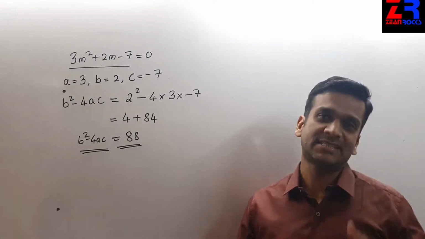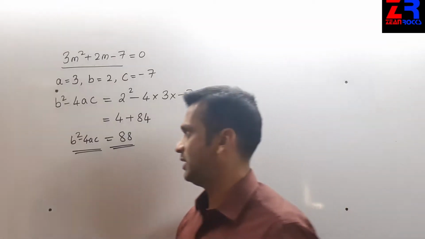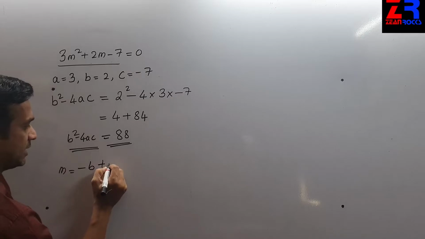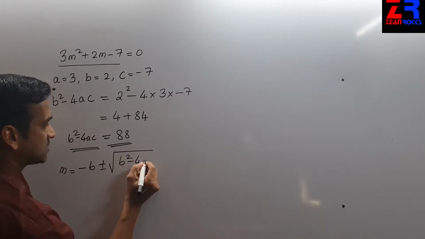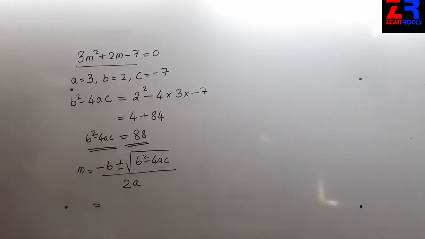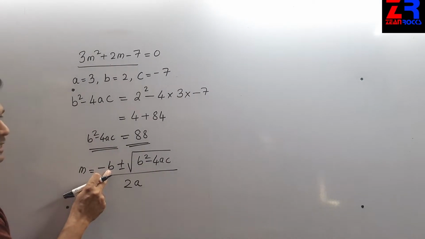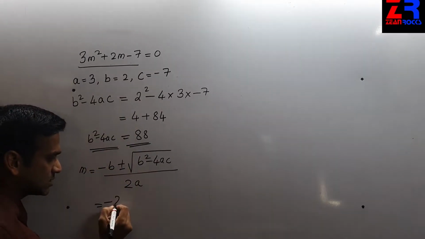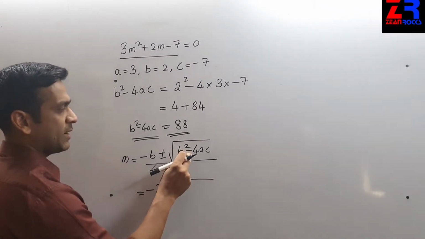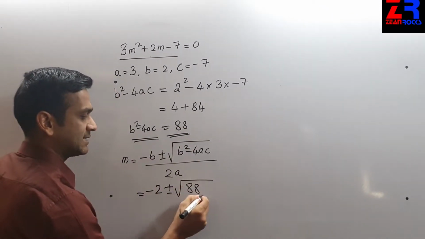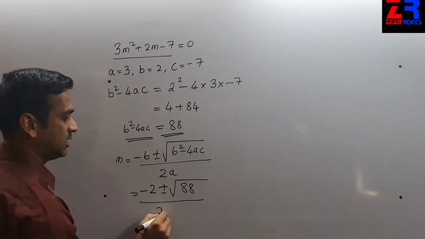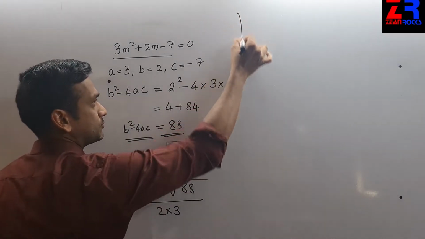Now coming to the second step. Second step is the formula. Formula is x is equal to minus b plus minus root of b square minus 4ac upon 2a, is equal to, value of b is 2, so minus 2 plus minus root of b square minus 4ac, have already got as 88, upon 2a. So 2 into a value is 3, so 2 into 3.